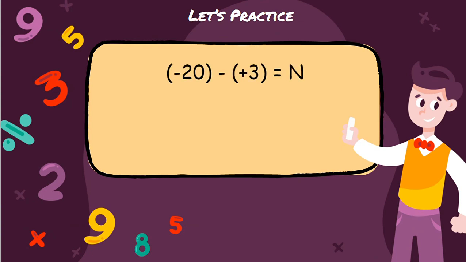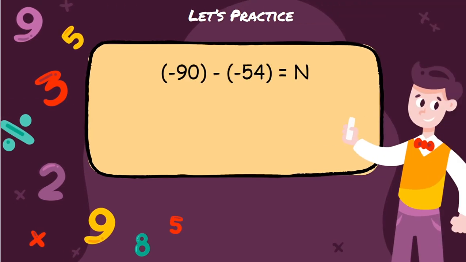Let's try another. Negative 20 minus positive 3. We will use the keep change change rule again. Keep negative 20, change subtraction to addition, and change positive 3 to negative 3. Negative 20 plus negative 3 equals negative 23. We will affix the negative sign since both of them are negative numbers.